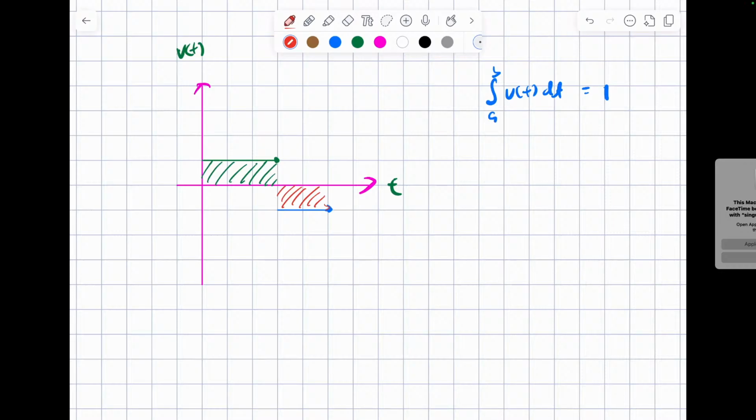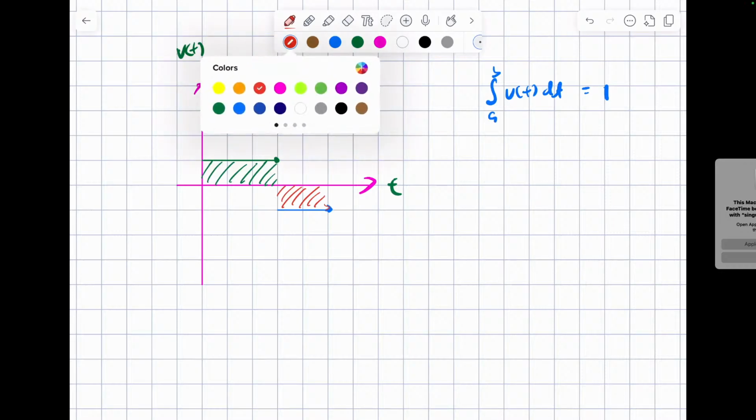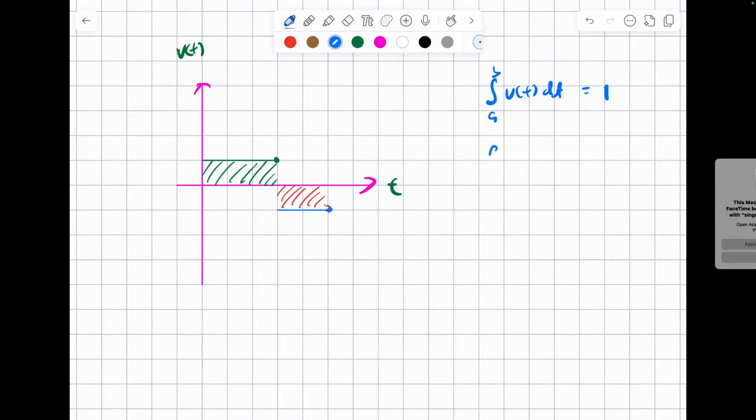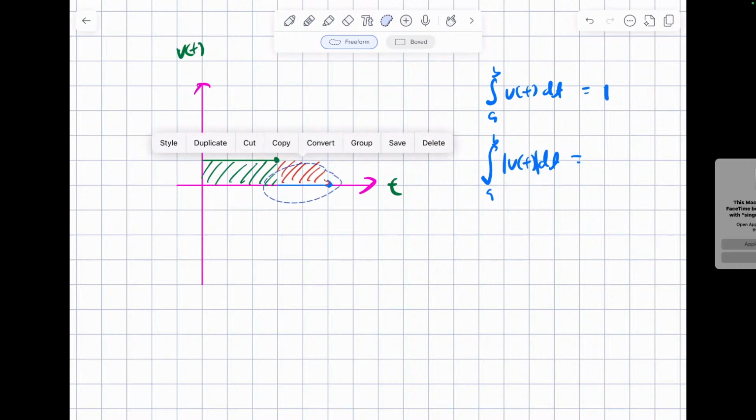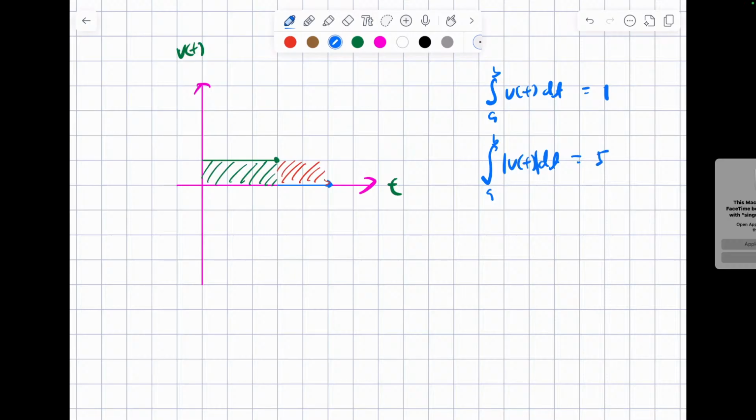Now, if I were to integrate from a to b of the absolute value of v of t dt, what will happen? That means this part here is going to move upwards, right? And that's equal to 5. Does that make sense? Visually, does that make sense compared to the graph?